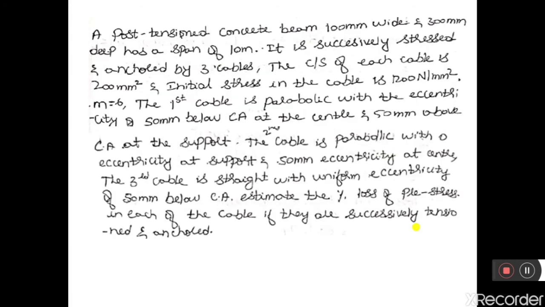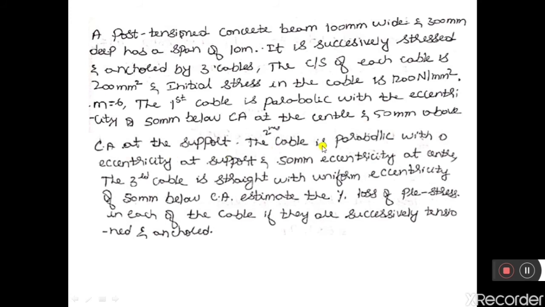Now let us see one more example. So the question is, a post tensioned concrete beam 100 mm wide and 300 mm deep has a span of 10 meter. It is successively stressed and anchored by 3 cables. The cross section of each cable is 200 mm square and initial stress in the cable is 1200 Newton per mm square. m is 6. The first cable is parabolic with eccentricity of 50 mm below the centroidal axis at the center and 50 mm above the centroidal axis at the support.